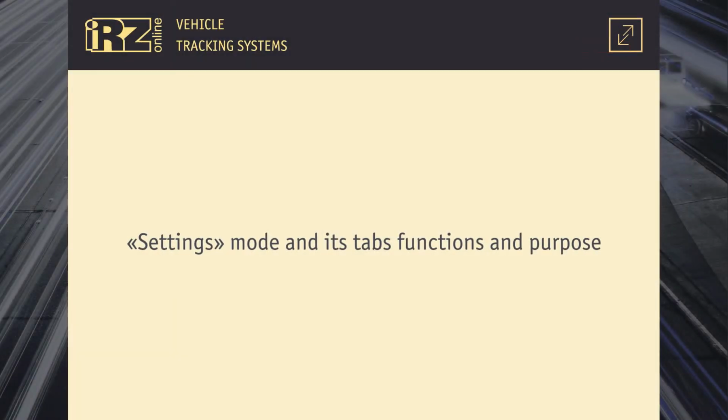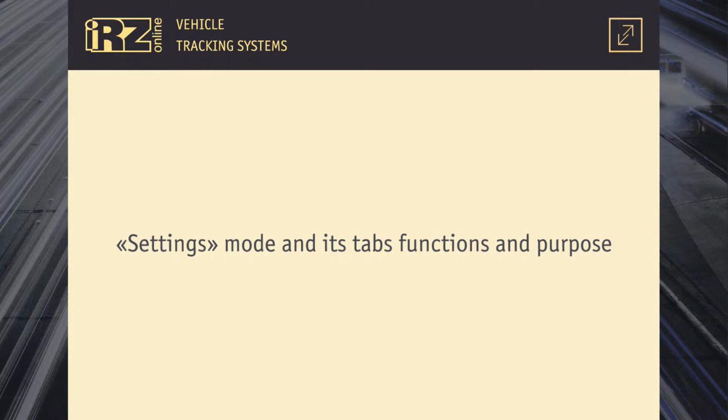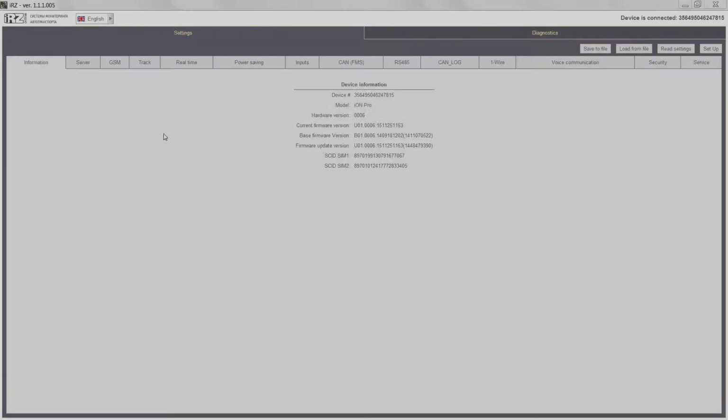Let's go over Settings mode and its tabs' functions. The Information tab contains various items for the navigation terminal configuration. Here we can see the following data: IMEI and model of the device, device board version, current firmware operational version, base firmware version, firmware update version and SIM card identification numbers.